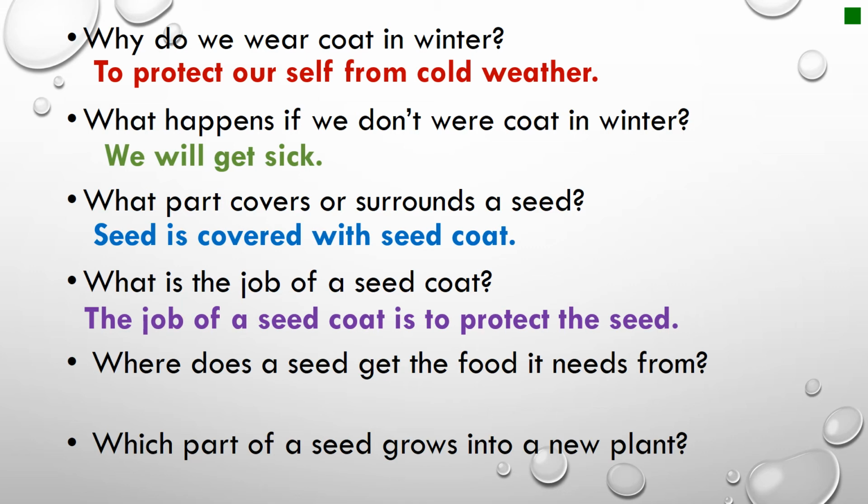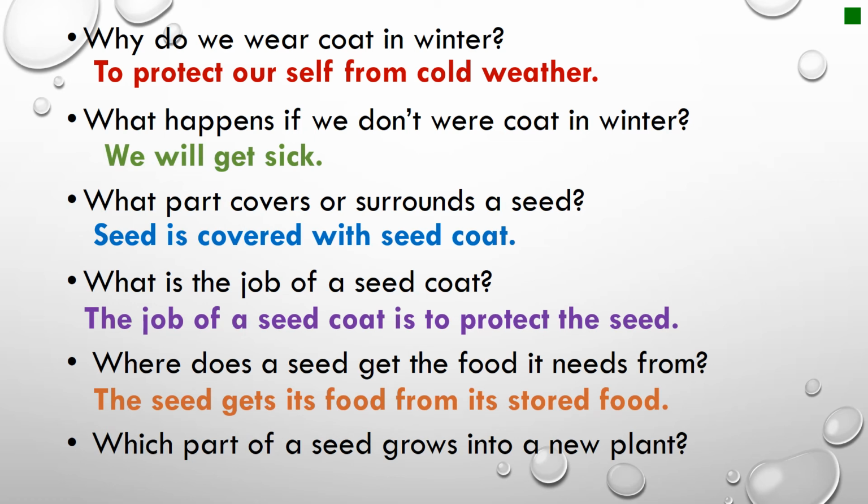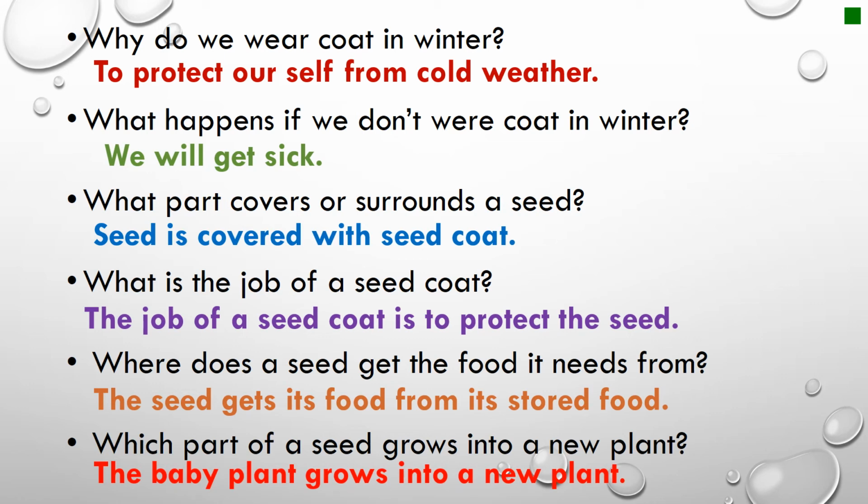Now, where does a seed get the food it needs from? As you need food to grow, also the seed needs food to grow. From where? From the stored food. Excellent. So the seed gets its food from its stored food. Finally, which part of a seed grows into a new plant? Inside the seed, we have a baby plant. So later this baby plant will grow into a new plant.